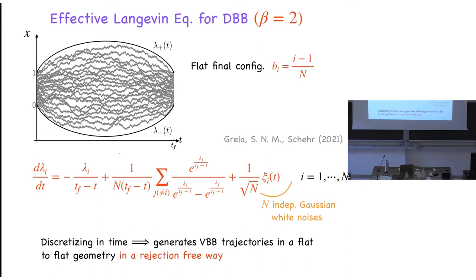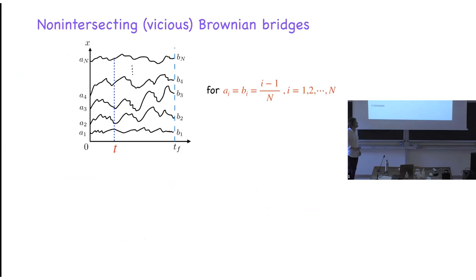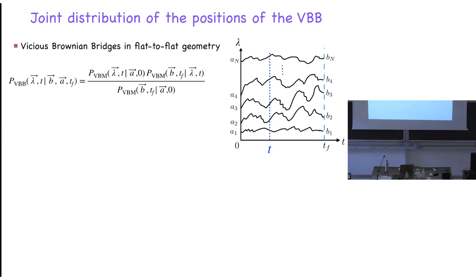Great, so this allows us to show nice pictures, but now you would like to go a bit beyond and have a more quantitative understanding of the density profiles of these bridges, and maybe I can just give you a little bit of motivation. It turns out that this question is related to interesting questions in general in RMT. So let's come back to that formula that I showed you before, the propagator of the vicious Brownian bridge.